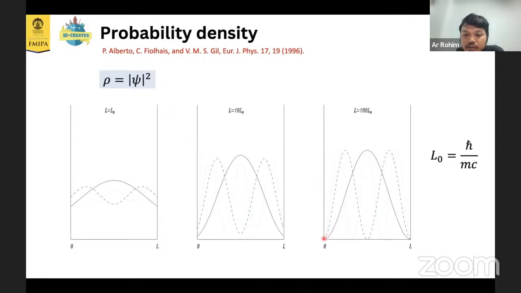where the probability or the wave function around the boundary surface equals 0, which is given by Dirichlet boundary conditions. But if we consider the relativistic case, the wave function does not vanish around the boundary surface. So this one remains relativistic, and if we take a greater L, it will go to the non-relativistic case.